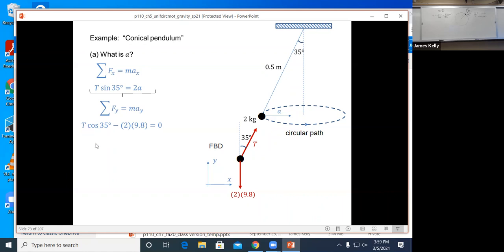Okay, and notice the only unknown there is T. I can solve for T. I can bring this equation down, plug in my T, and solve for a, and I get a is 6.86 meters per second squared there.